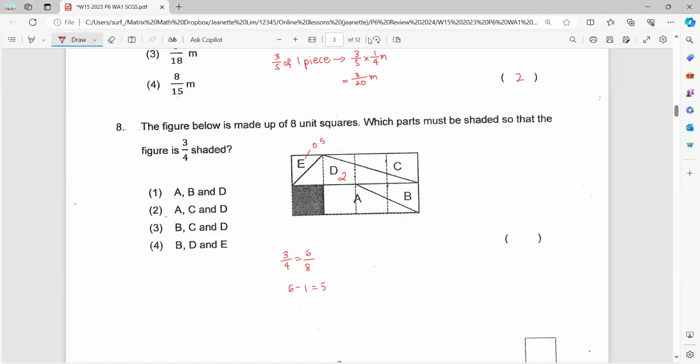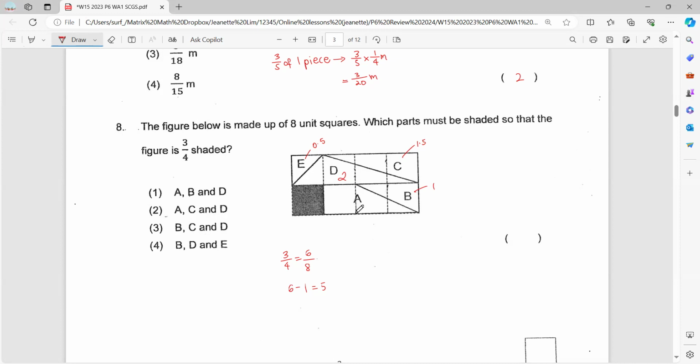For C, this triangle here is half of 3 squares. Half of 3 squares is 1.5. For B is half of 2 squares. Half of 2 is 1. And for A is 1 square plus half of 2 squares.